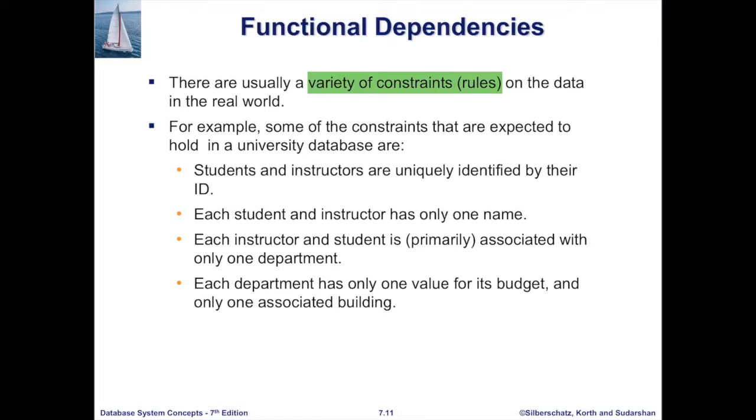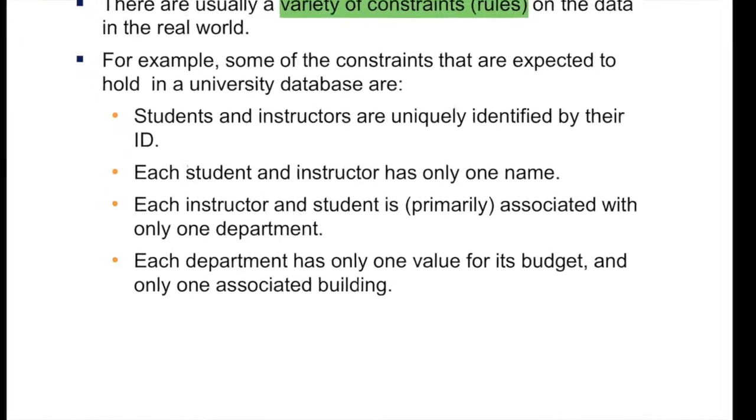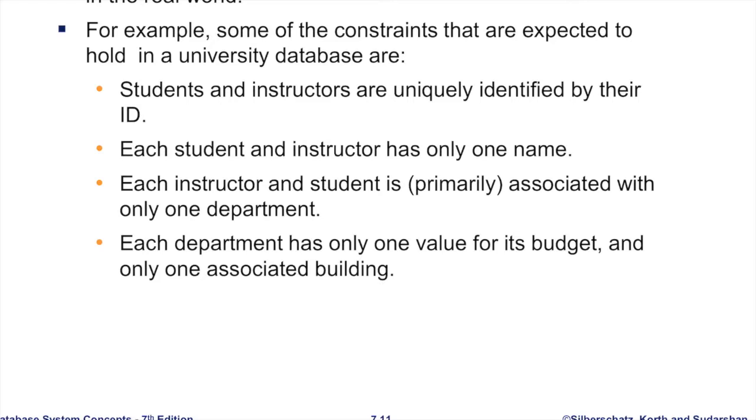So usually, we have constraints or rules on the data. For example, if we are dealing with university databases, one constraint is that students and instructors should be uniquely identified by their ID. Another example is each student and instructor has only one name. So they will not use their alias or any other name. Only the legal name will be used by the student and the instructor.